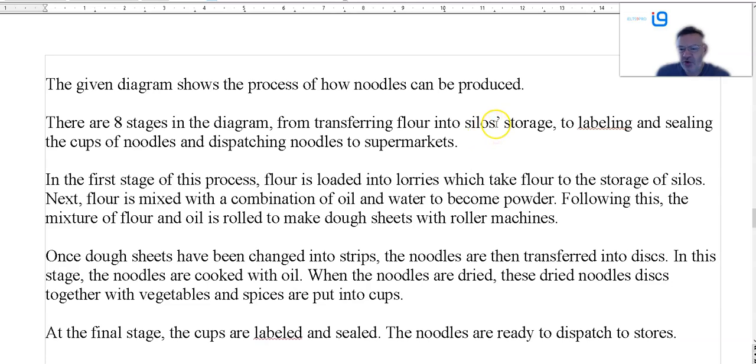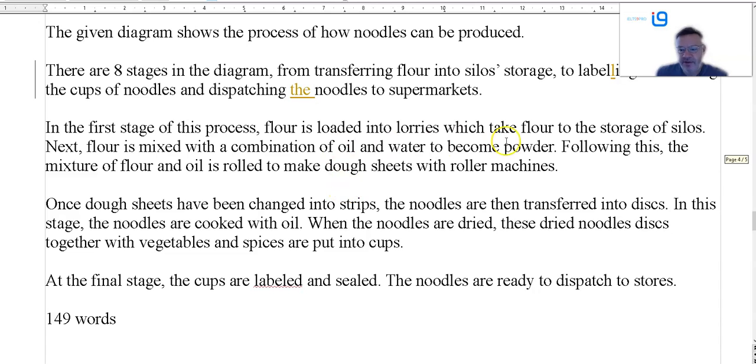"Into silo storage." Well, it's taking it out of the storage into the lorry, presumably. Well, "into silo storage". Can silos have a possessive? "To labelling and sealing the cups of noodles and dispatching the noodles to supermarkets." Well, it could be to supermarkets, but it could be anywhere. "Loaded lorries": flour is loaded into lorries, which take it to the storage silos.